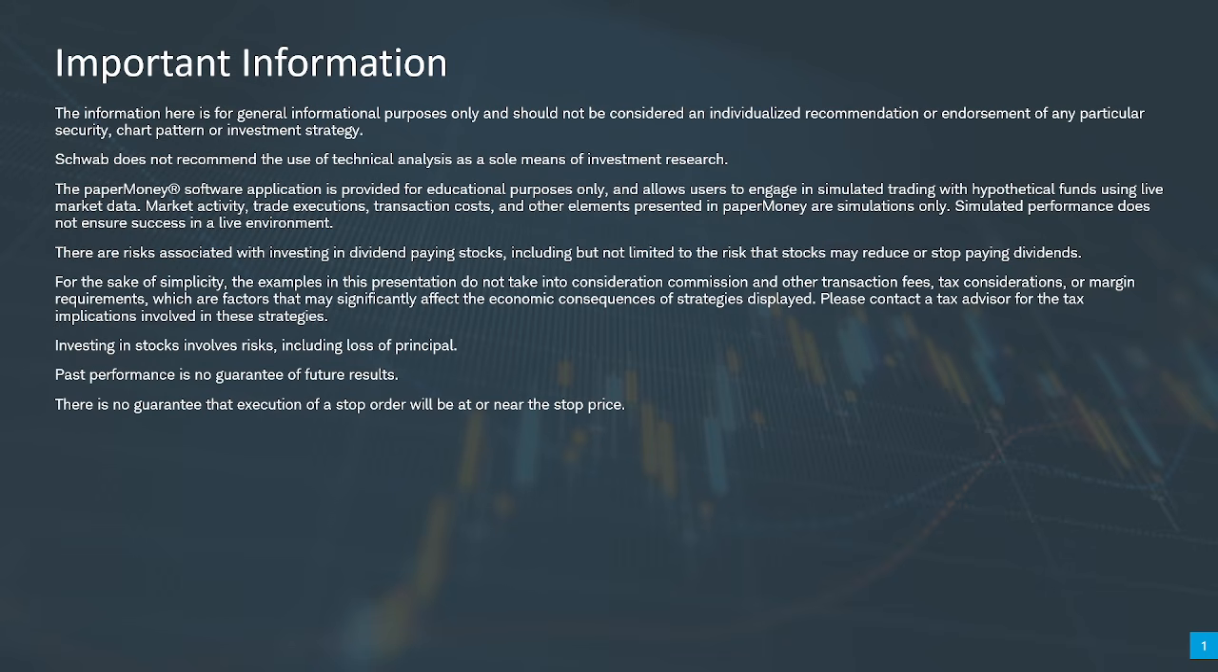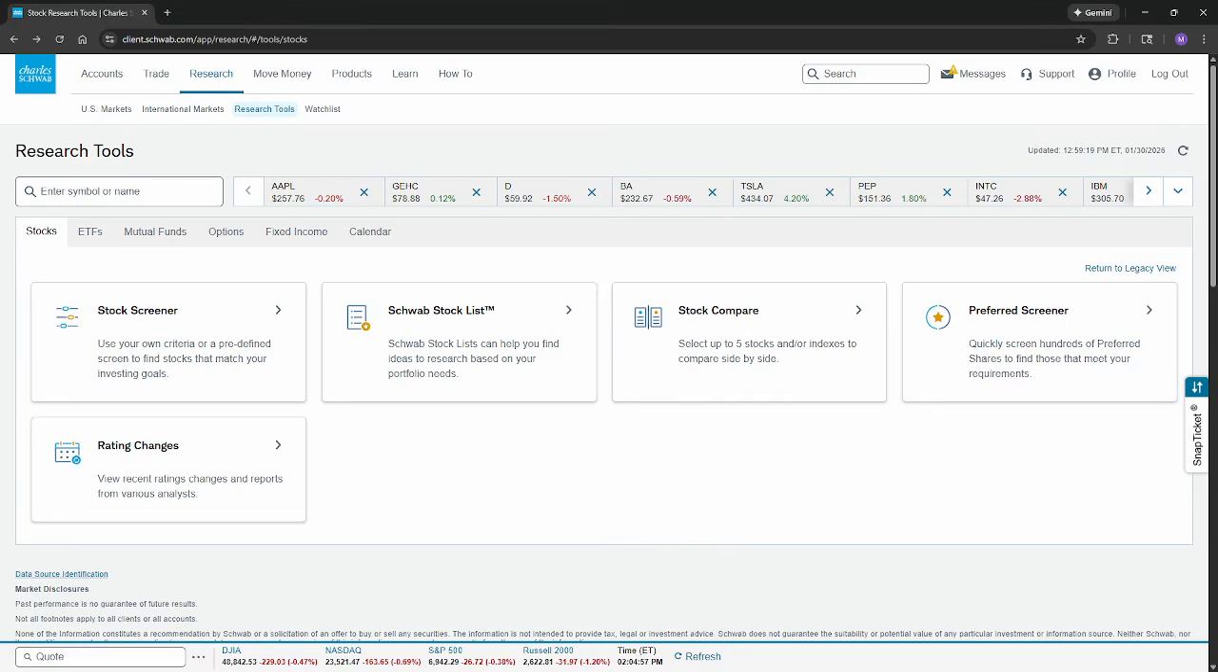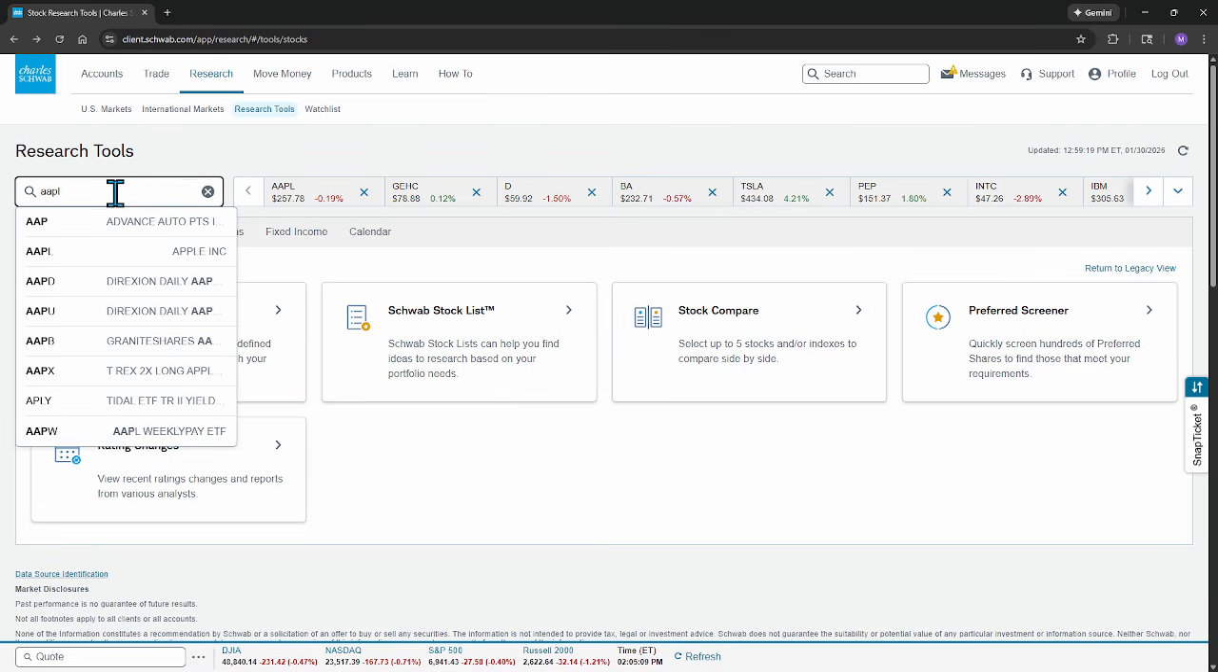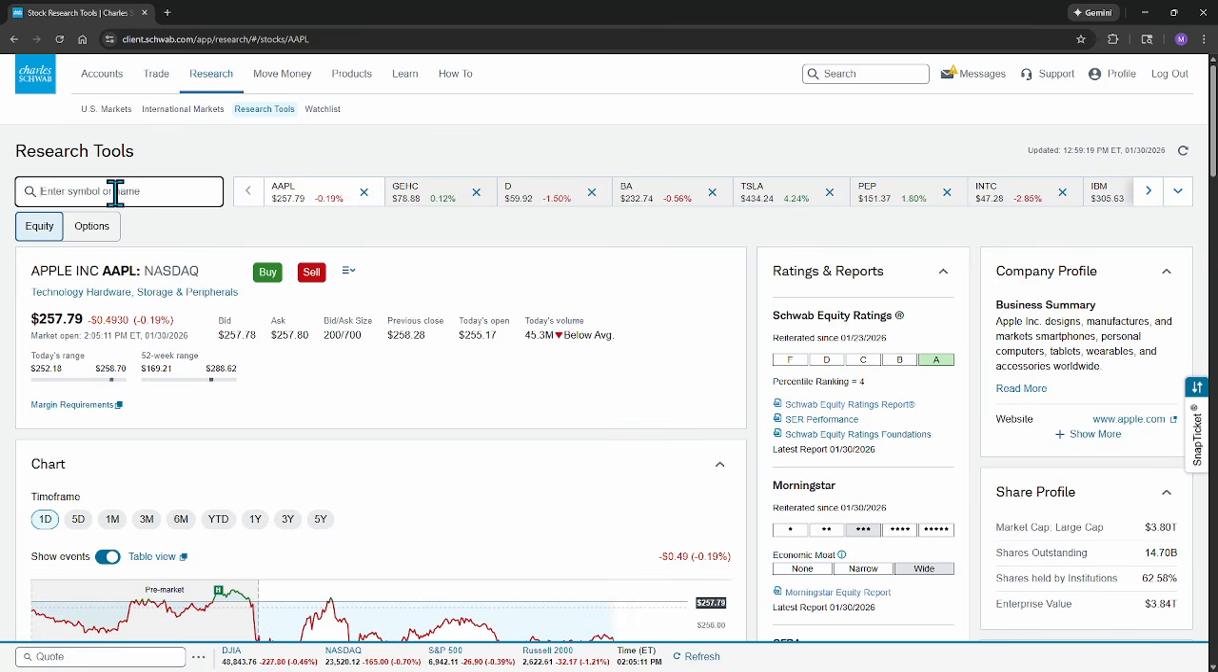Okay, first off, what I want to do is take a look at the Schwab.com website. We're just going to initially take a look in here. I wanted to direct your attention under research and then research tools. Let's just take a look at Apple as an example initially, just to highlight what we can find about a company's internal equity strength. And what we're looking at here is specifically return on equity.